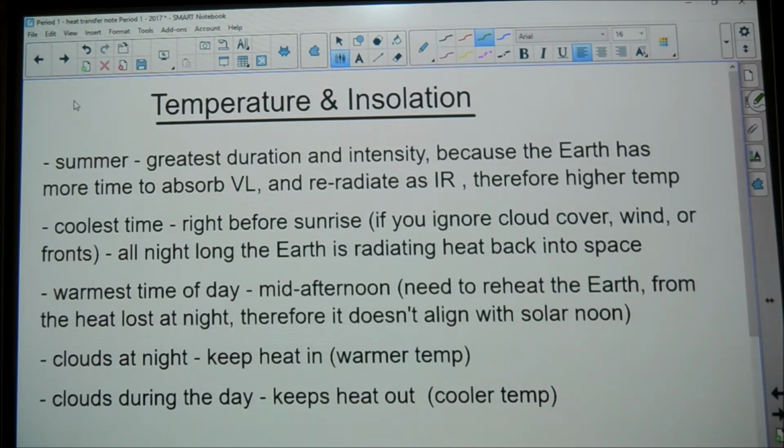So for today, the high temperature is supposed to be 89 degrees, and that's supposed to be at 5 o'clock in the afternoon. You've been absorbing through solar noon, even into later in the afternoon. You hit your high, and as the angle decreases, you have less intensity, so you're not absorbing as much. You're starting to radiate a little more. Clouds at night, I already talked about this one, keep us warmer. Clouds during the day keep heat out. It's going to keep us a little cooler.